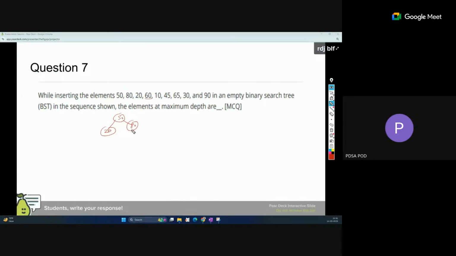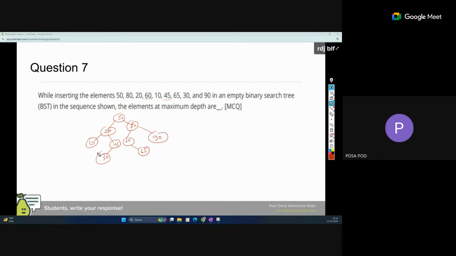60 is greater than 50 but smaller than 80, so 60 will be added here. 10 is smaller than 50 and smaller than 20, so 10 will be added here. 45 is smaller than 50 but greater than 20, so 45 is added here. 65 is greater than 50, smaller than 80, greater than 60, so 65 will be added here. 30 is smaller than 50, greater than 20, smaller than 45, so 30 will be added here. And 90 is greater than 50, greater than 80, so 90.